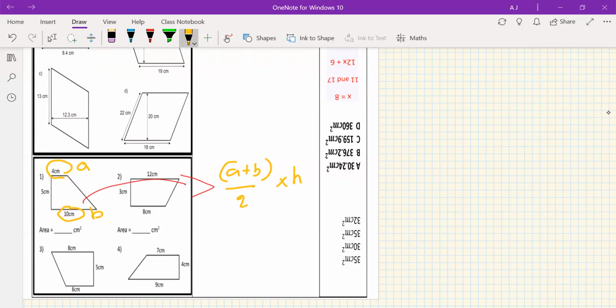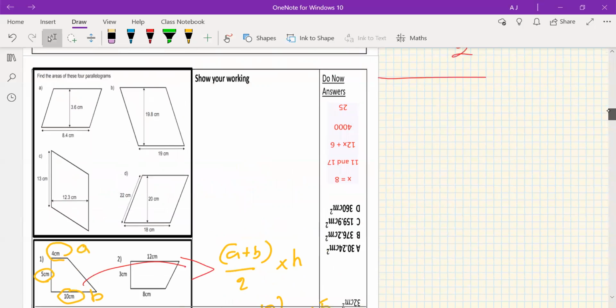That's my formula. So A, I already know, is 4 centimetres. B is going to be 10 centimetres. I'm dividing by 2 and then timesing by the perpendicular height, which in this case is 5 centimetres. So 4 plus 10 is 14, divided by 2 gives me 7. 7 times 5 is equal to 35 centimetres squared. That's my answer.